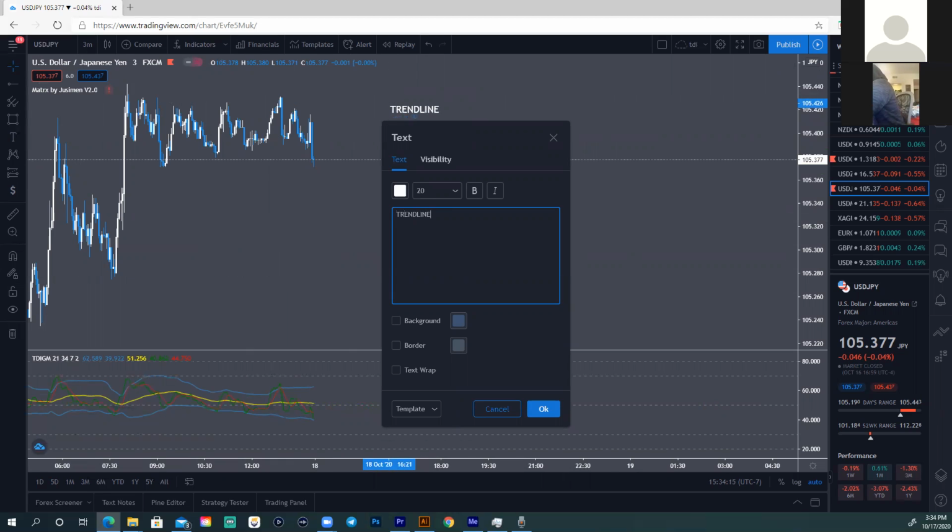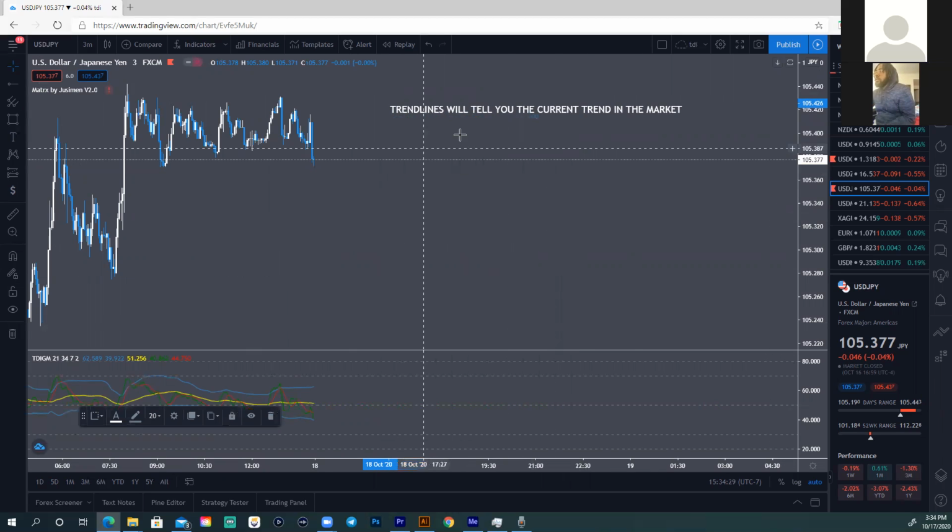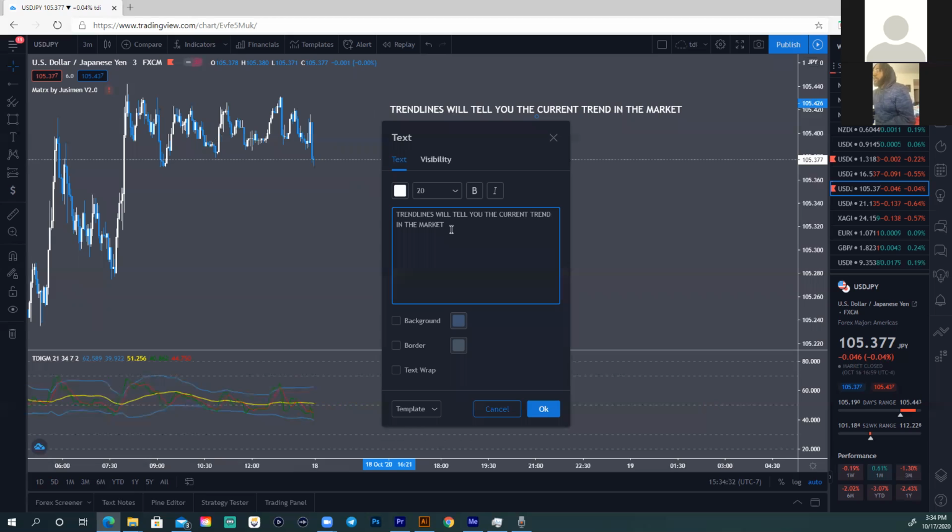Okay. Trend lines will tell you the current trend in the market. You need at least 2 to 3 touches for a valid trend line. Okay. But before you even get to a trend line, you might be asking yourself, how do I determine the trend?